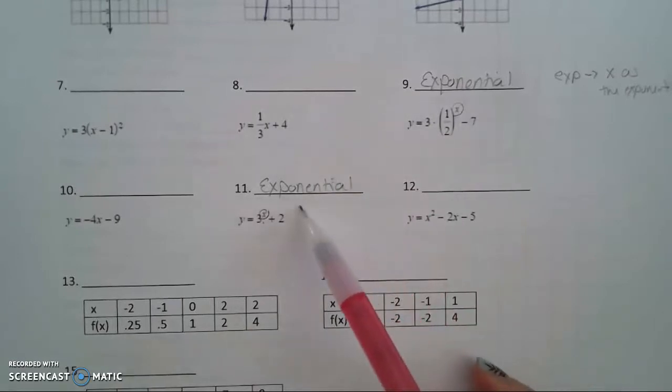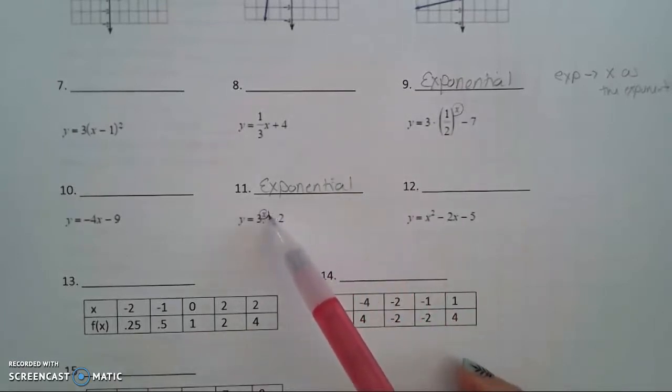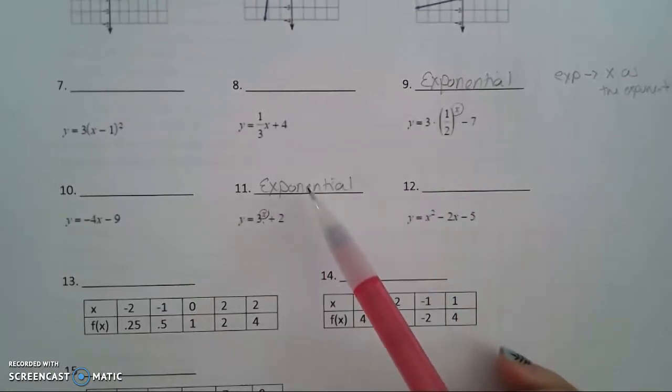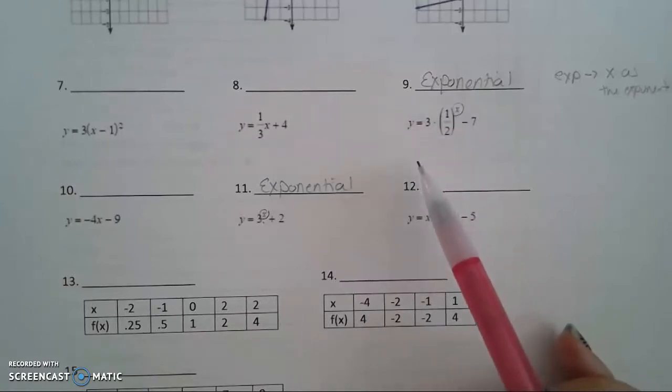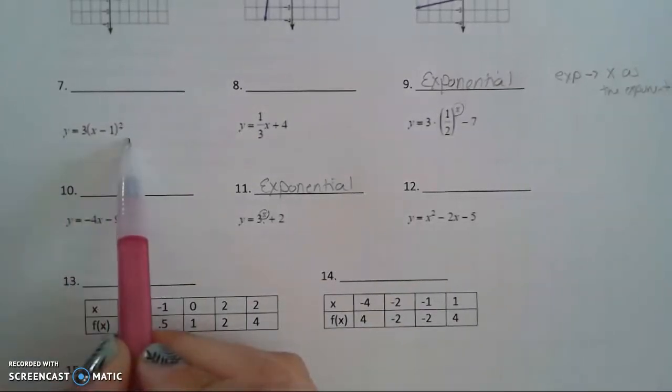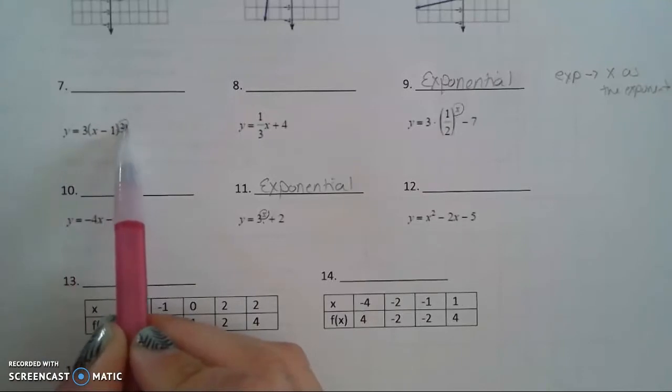Identify which functions have an x in the exponent. That means it's an exponential function. So if we graphed it, it would be a curved line. The next part that I like to do is go and look at my other equations. So if we look at this first one here, I'm seeing that I have an exponent that's a 2.